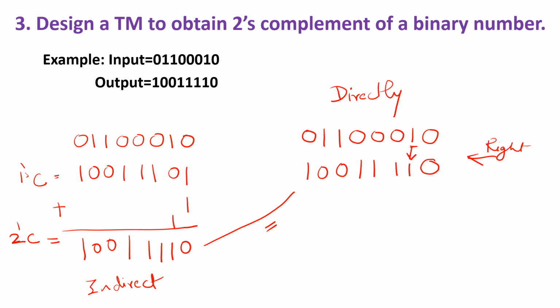I repeat, from the right, if you come across a 0, keep those zeros as they are until you come across the first one. Once you come across the first one, keep that one also as it is and then interchange 0 to 1, 1 to 0. So this is the direct way of obtaining the 2's complement of a binary number.